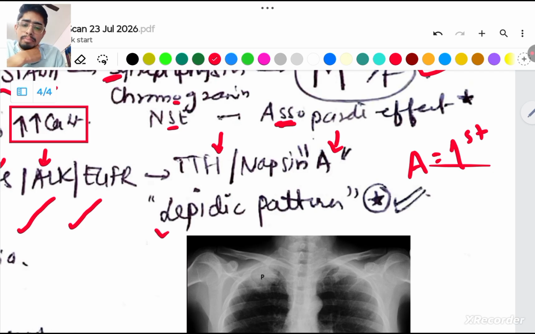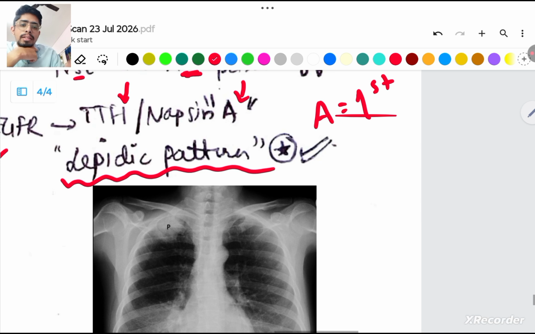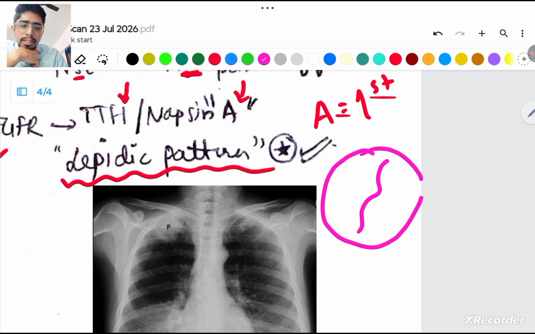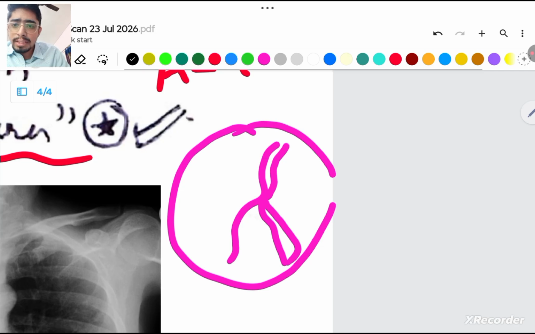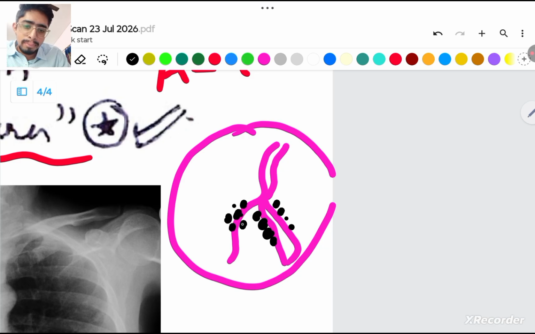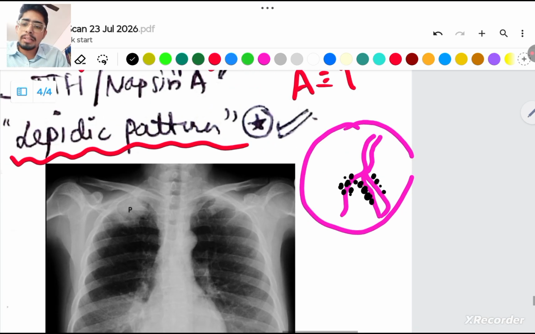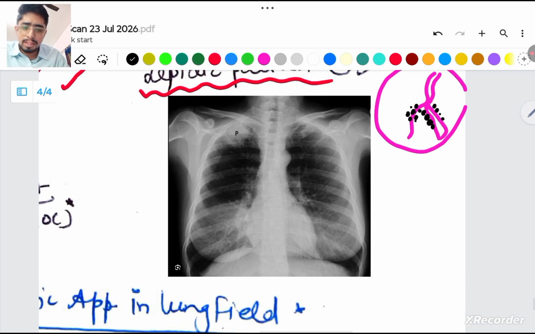It has a lipidic pattern. What is lipidic pattern? Lipidic pattern is basically if we have lobules like these, that is the branching. The tumor cells are arranged in a pattern like the butterfly, like these, so it is a lipidic pattern. Okay, now what is this X-ray?